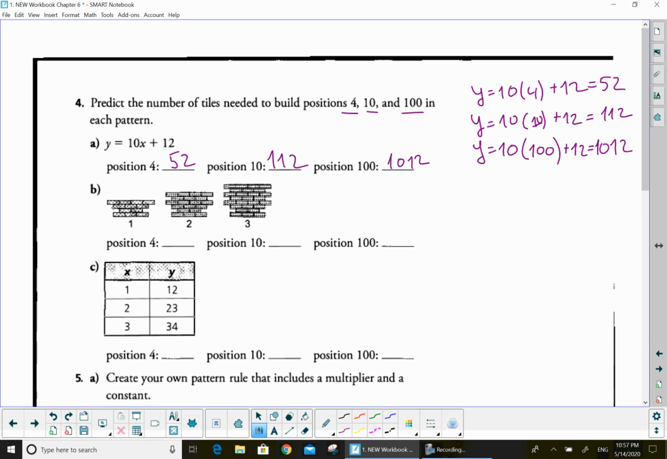So again, I'm going to count how many tiles I have. 1, 2, 3, 4, 5, 6, 7, 8, 9, 10, 11, 12 in this one. And then it's really bad quality. 1, 2, 3, 4, 5, 6, 7, 8, 9, 10, 11, 12, 13, 14, 15, 16, 17, 18, 19, I believe.